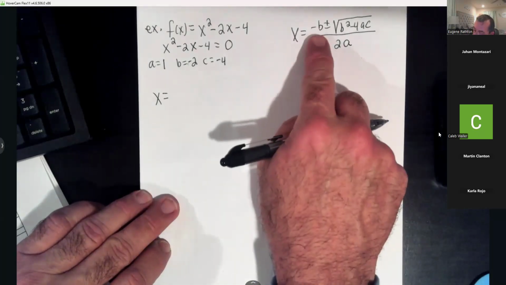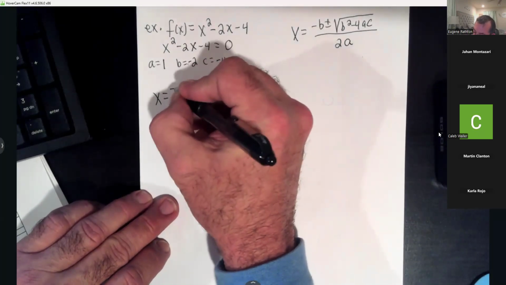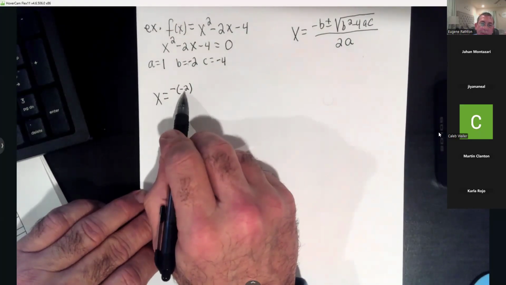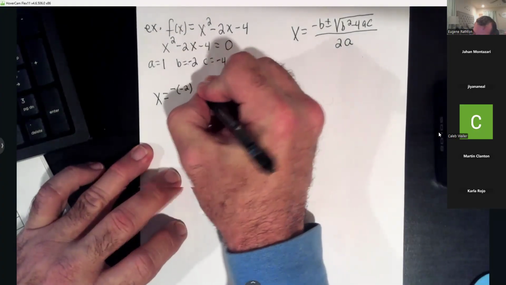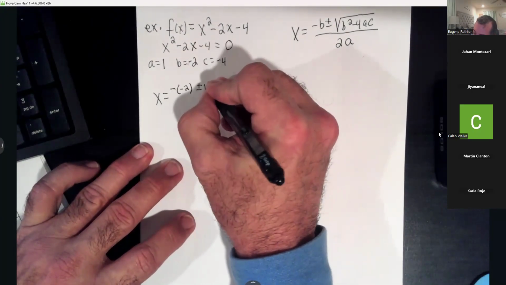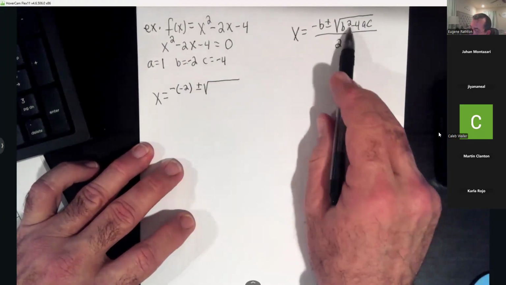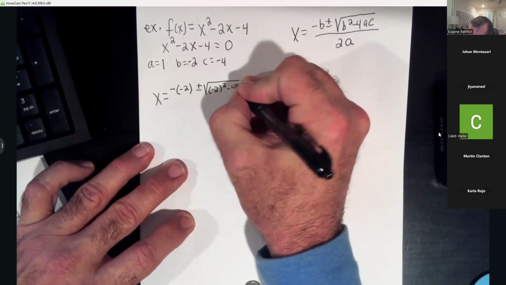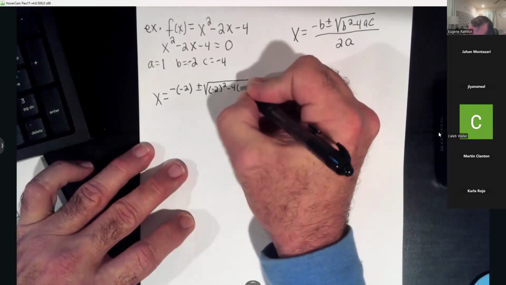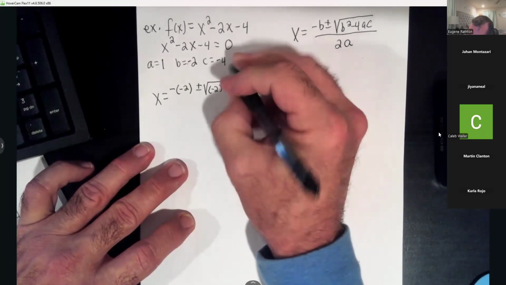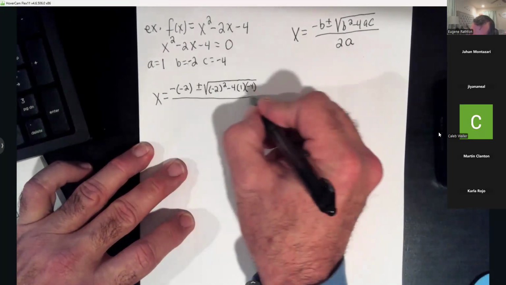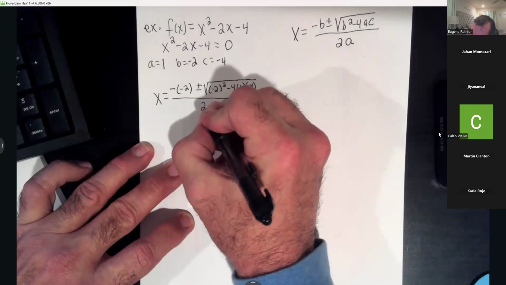All righty, so here we go. Negative b, which is a -2. So I always put my negative numbers in parentheses. Plus or minus square root b squared, that's going to be -2 squared, minus 4 times a, which is 1, c, which is a -4, all that over 2 times a, which was a 1.